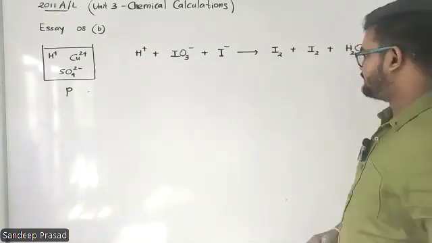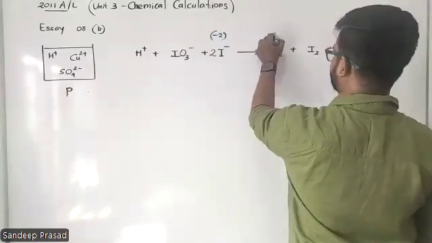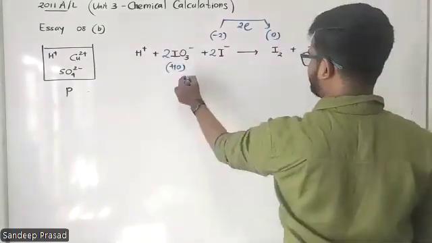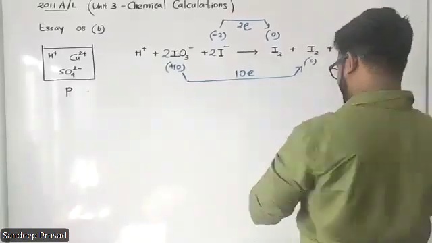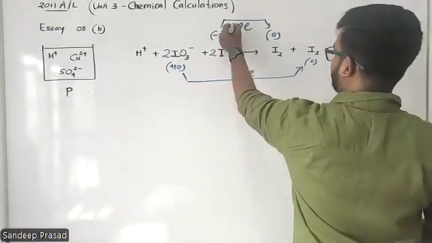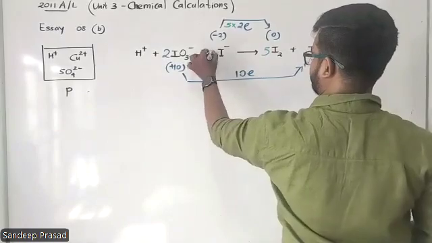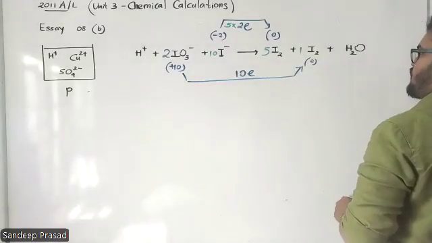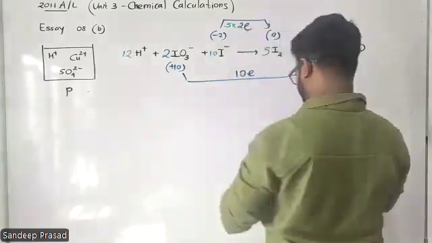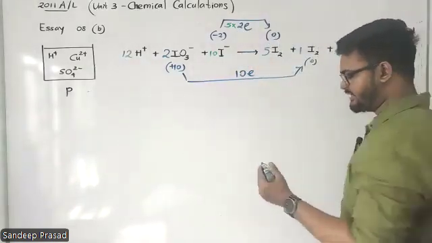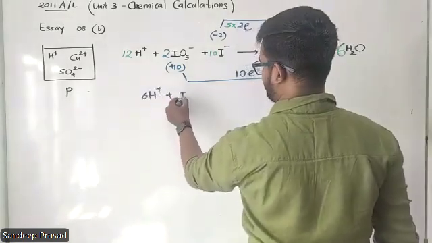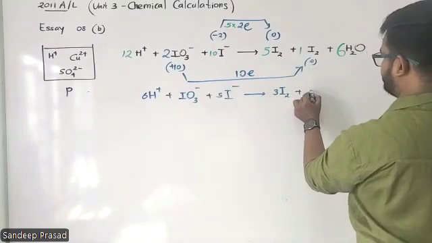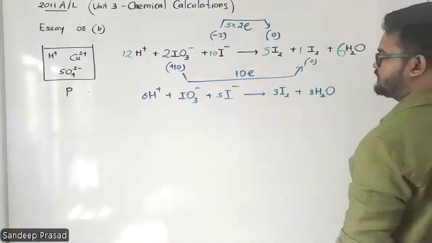Now balance this one. -2 to 0. Increment is 2 electrons. +10 to 0. Decrement is 10 electrons. In order to equalize the increment and decrement, I'm going to multiply this one by 5. This is 10. 12 H pluses. So we can simplify this one further, right? 6H pluses, IO3 minus, 5I minus, producing 3I2, 3 water molecules. Reaction is balanced.